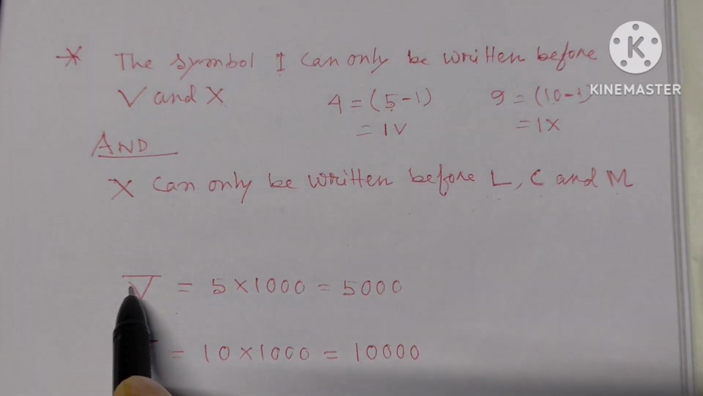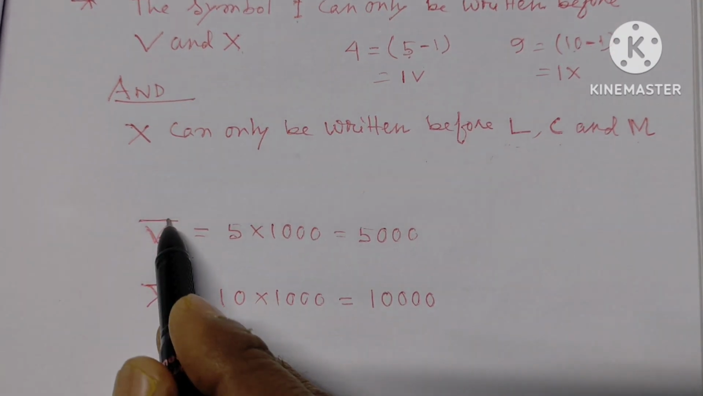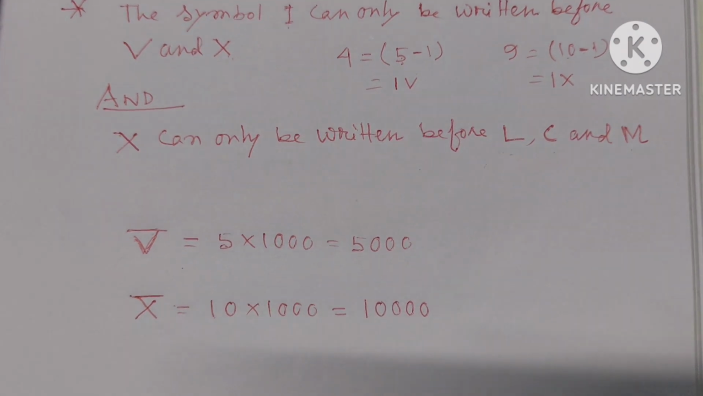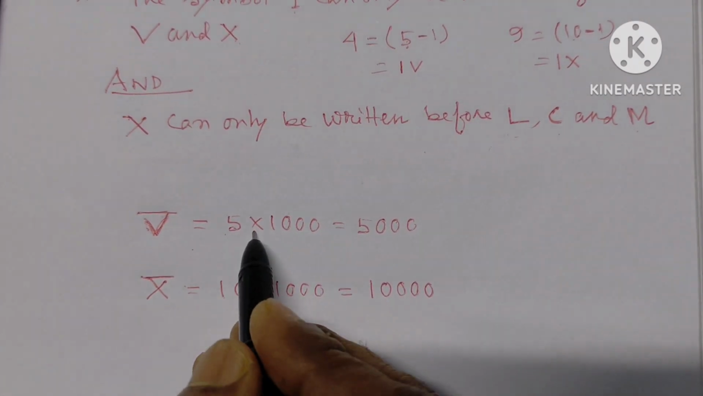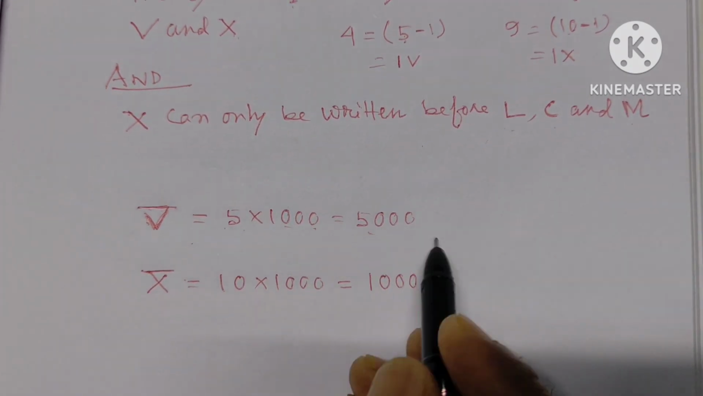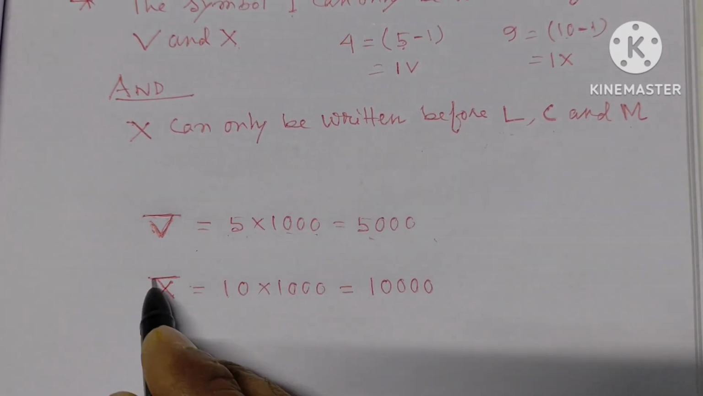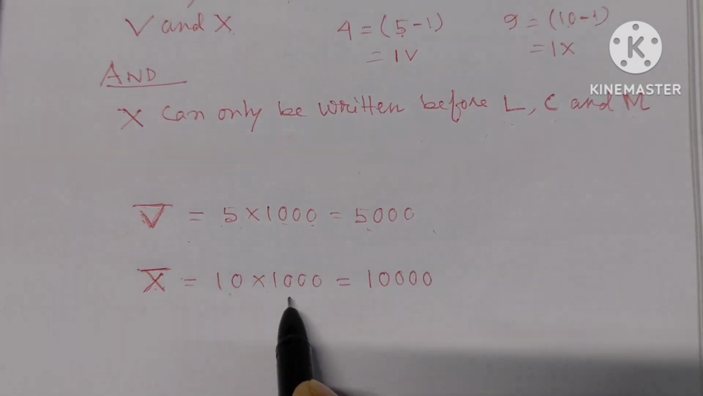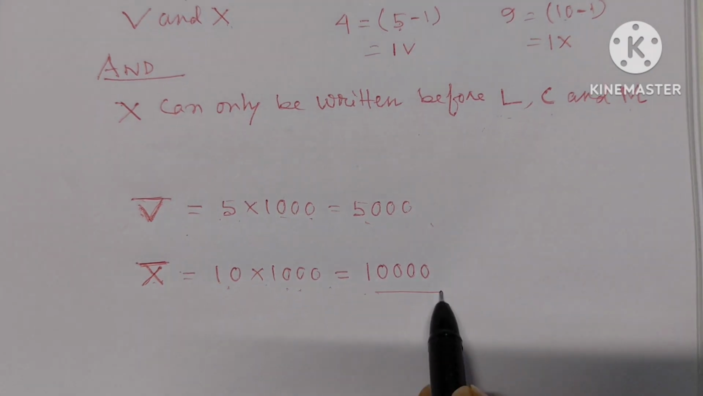And lastly, if we find a bar over V, it means 1000 times. This means 5 into 1000 times, that means 5000. In this way, if we find a bar over X, that means 10 into 1000 times. This bar means 1000. That means 10,000.